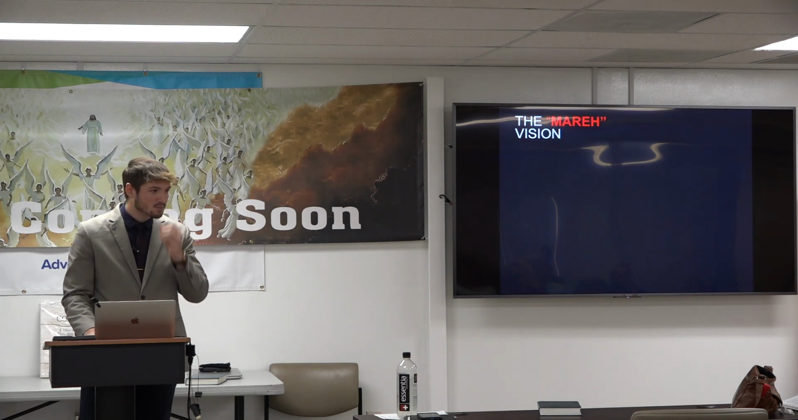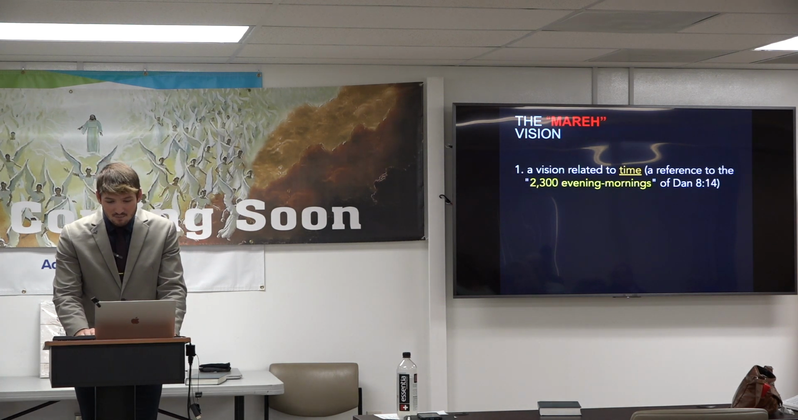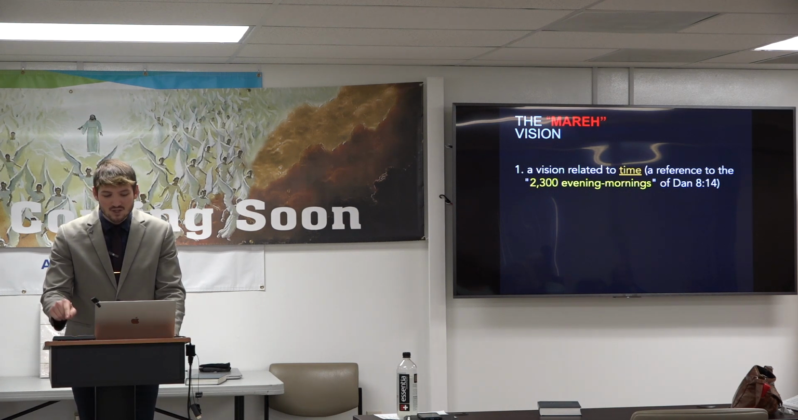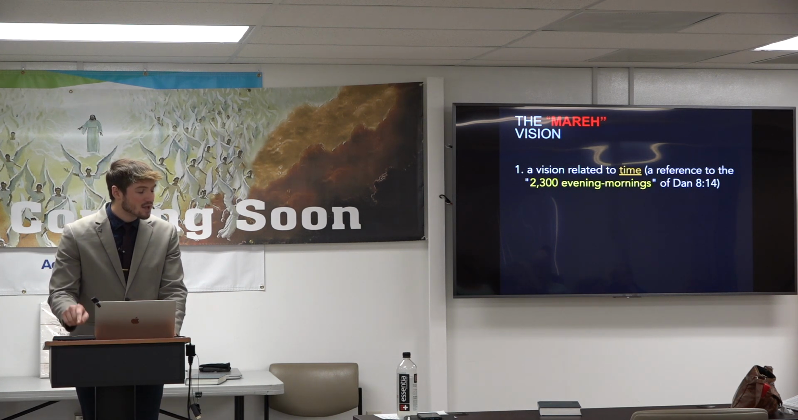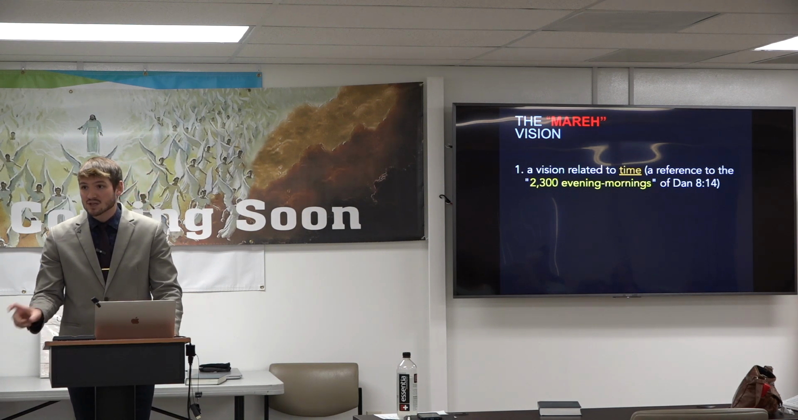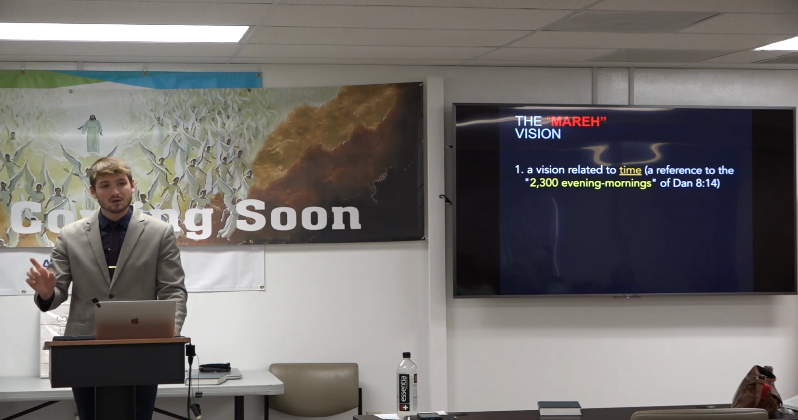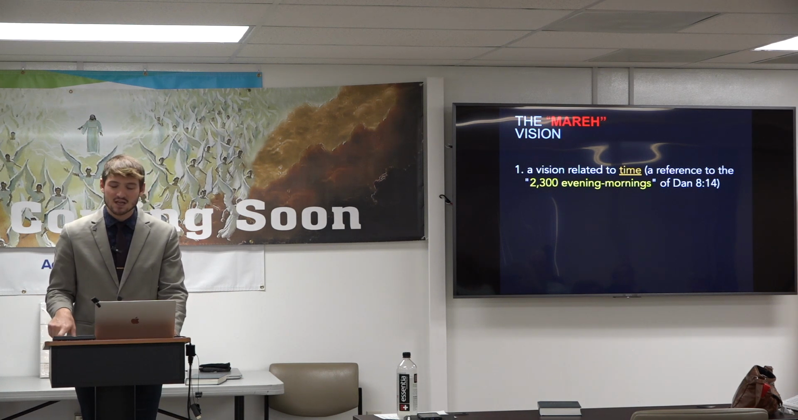So let's look at the Mareh more closely. A vision related to time, because in Daniel 8:14, the Mareh was a reference to the 2300 evening mornings. When we read in Daniel 8:14 that "unto 2,300 days," the word days there is plural, and it literally translates in the original language as 2,300 evening mornings. It doesn't just say days.